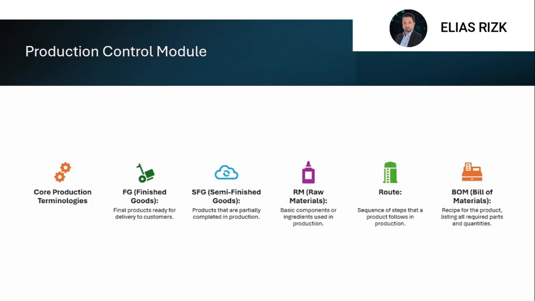Next is SFG, which stands for semi-finished goods. They are the products that are partway through the production process. They aren't finished yet, but they are on their way. For example, an engine in a car factory is an SFG until it's assembled into the car. So at this time the engine is a semi-finished good. It's not completed. Then we have raw material. These are the basic components or ingredients that start the production process, like wood for furniture or steel for the car. Raw materials are the building blocks for everything we produce.